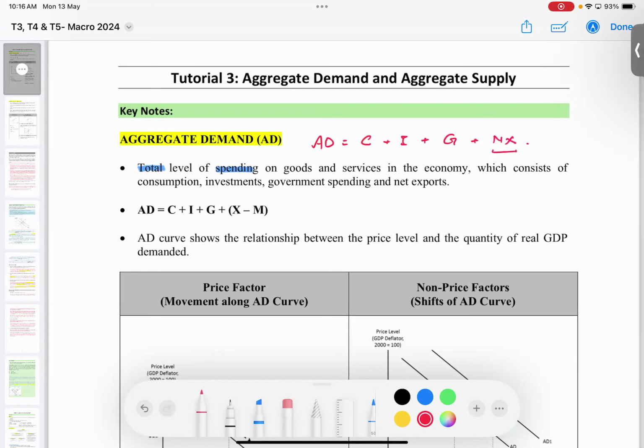When I say net exports, it means exports minus imports. So when I say aggregate demand, I'm referring to all the spending, and that comprises these 4 components over here, which are C, I, G, and X.